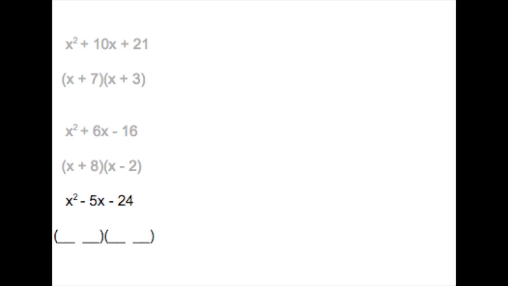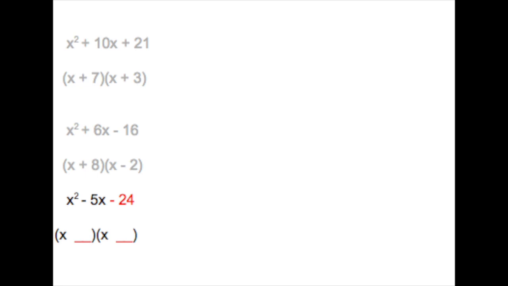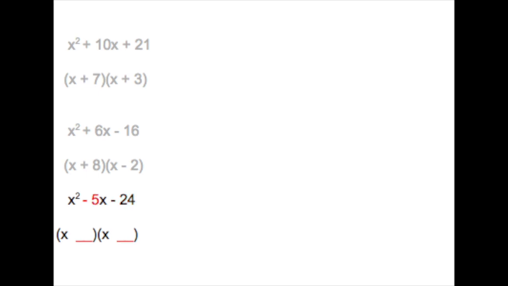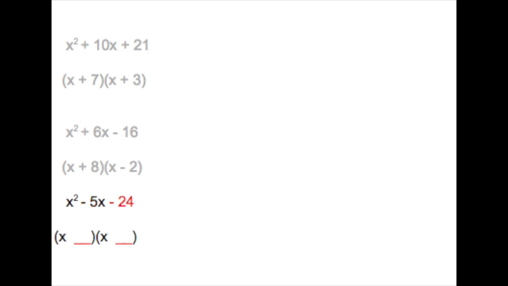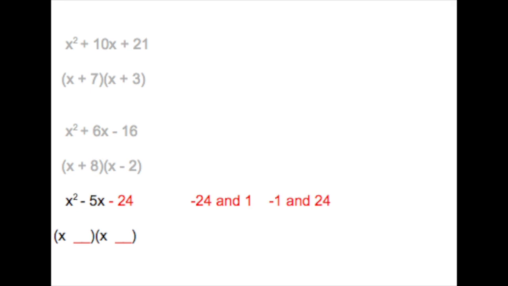So, as is the case with most quadratic expressions, our factors will be two binomials. The first term in each factor will be x. The second two terms must multiply to get negative 24 and add to get negative 5. Let's begin listing out our options that can multiply to get negative 24. Negative 24 and 1, and negative 1 and 24. 12 and negative 2, and negative 12 and 2.